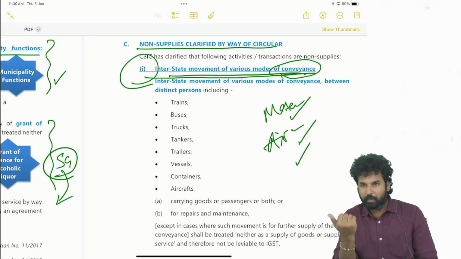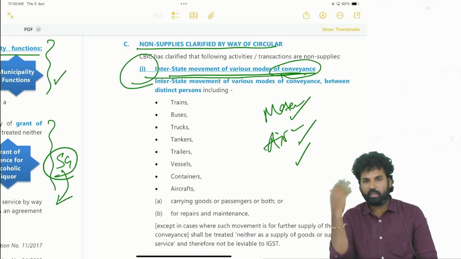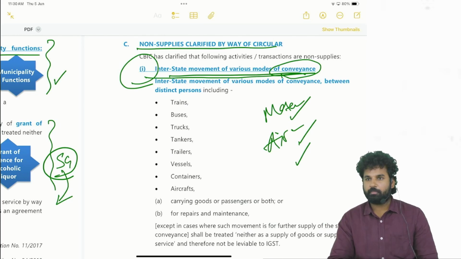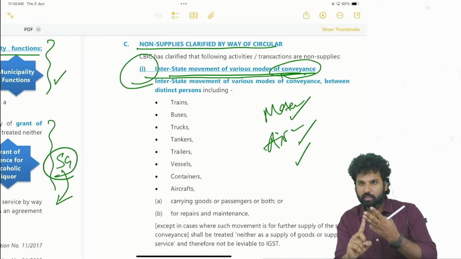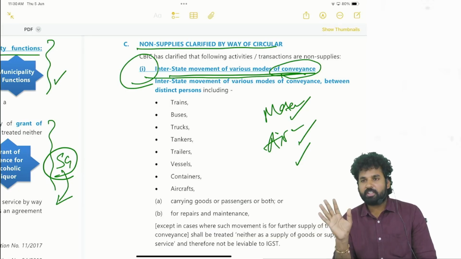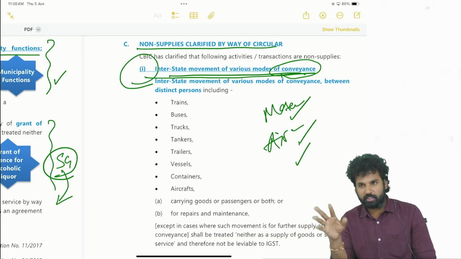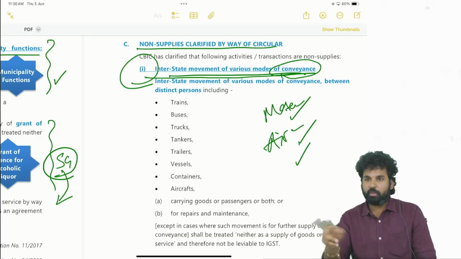So with respect to passenger transportation service, that is a supply. Whether it is taxable or not, that is a different issue. First of all, that is a supply, because it is a service for consideration during the course or furtherance of business, Section 7(1). Whether it will be treated as liable for GST or not, it is a different issue. It is a supply. Now we are talking about movement of the conveyance, movement of the motor vehicle.